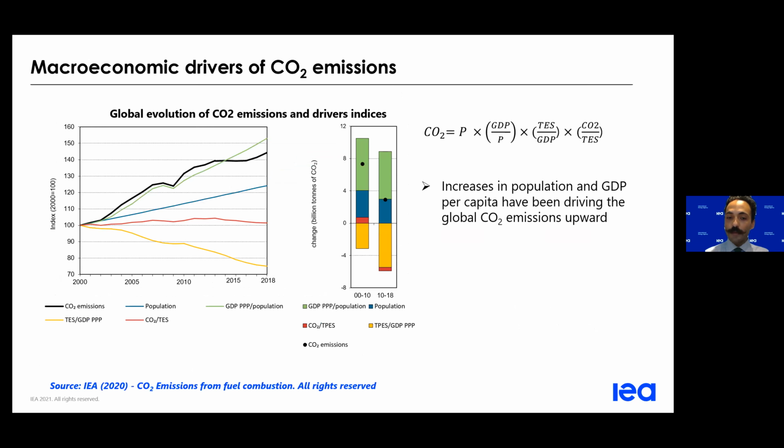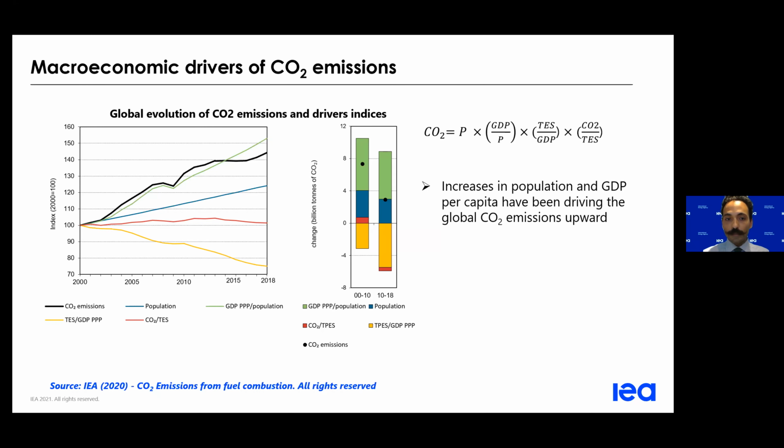Again, comprehensive data enables us to populate metrics which can help us to understand the macroeconomic drivers of emissions. The formula on the top right is called the Kaya identity, which provides a decomposition of CO2 emissions into 4 macroeconomic factors. These are the population, the GDP per population, the total energy supply per GDP, which is essentially the energy intensity of the economy, and CO2 per total energy supply, which is the carbon intensity of the energy supply mix.